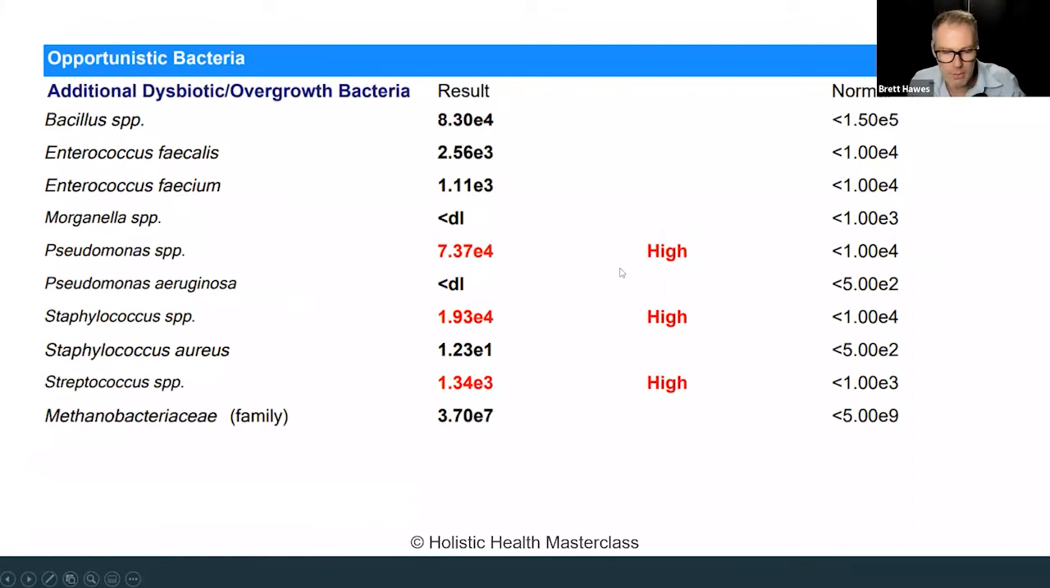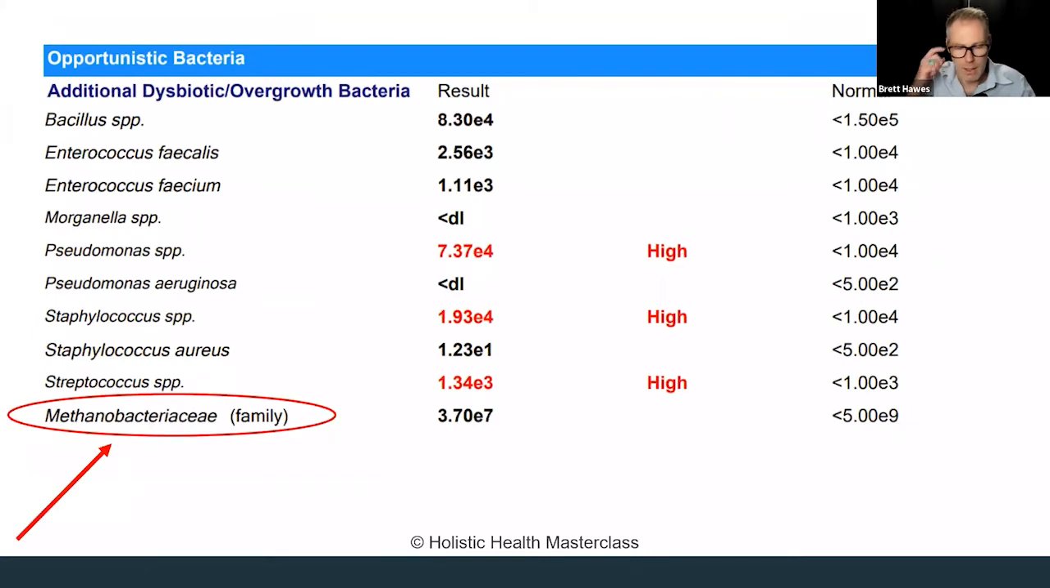So let me, oh, sorry. You can see that this marker was added to the GI map. This was added about 6 months ago. This again is a methanobacteria. So if that is elevated and they're showing the signs of SIBO, we might stick them on a SIBO protocol.